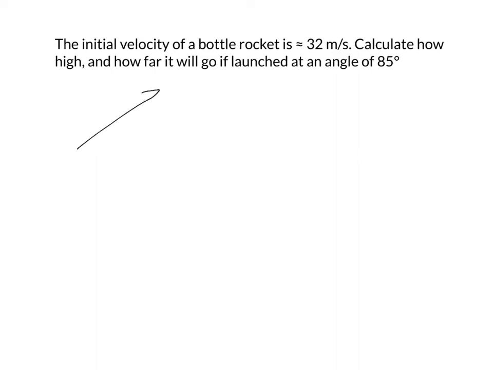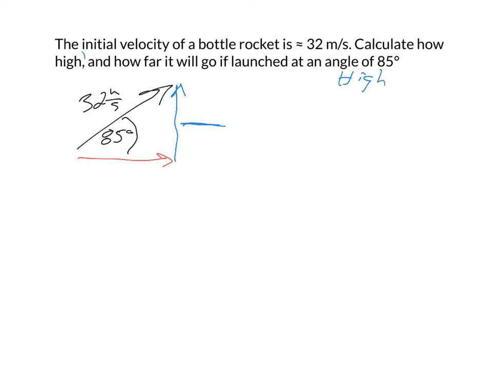Alright, so a bottle rocket's about 32 meters per second, and we're going to turn up this angle a notch. This is a huge angle, right? 85 degrees. We don't need horizontal right now, but I'll just draw it in for fun. Remember, we're going to attack how high first, and we need that vertical velocity to get started.